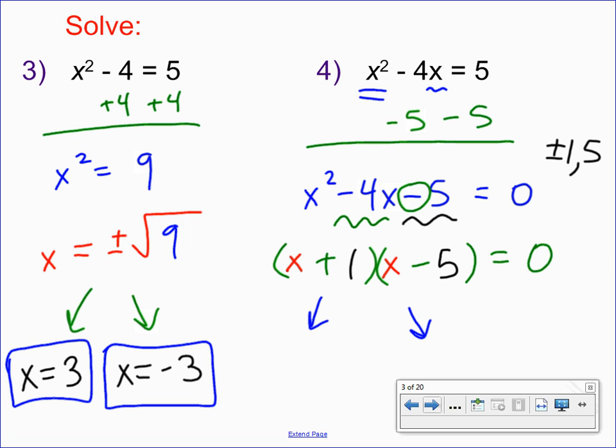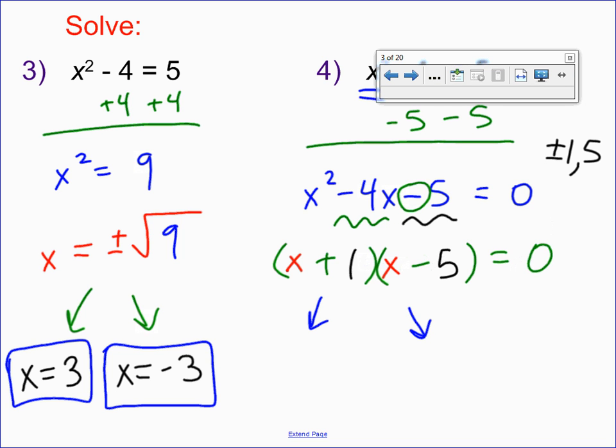Here's where I get my 2 separate solutions from. They come from 2 separate equations. One is the first factor set equal to 0, in this case, x plus 1 set equal to 0. And then the one from the second factor, in this case, x minus 5 set equal to 0, and solve separately.